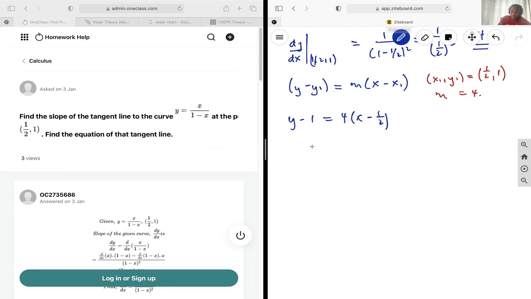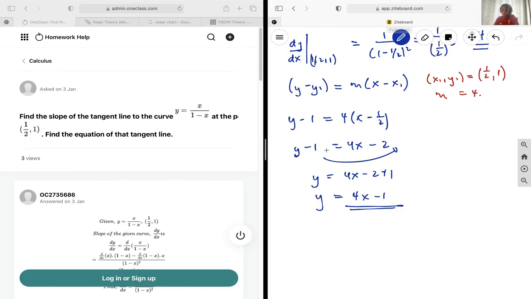So you just expand that out to isolate for y. And it becomes 4x, 4 over 2 is going to give us 2. So 4x minus 2 is equal to y minus 1. And then you just bring the 1 over to get y is equal to 4x minus 2 plus 1. And that becomes 4x minus 1. So this is going to be the equation of the tangent line. And that's going to be our final answer.